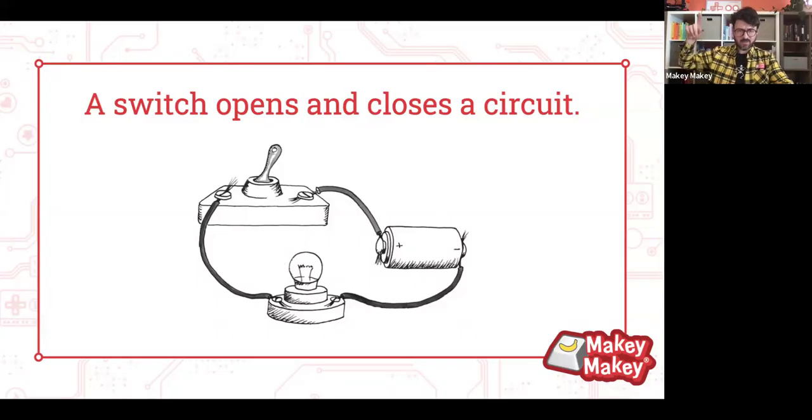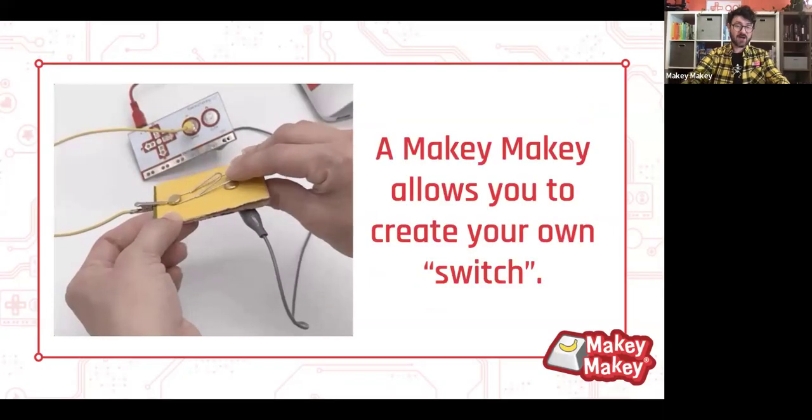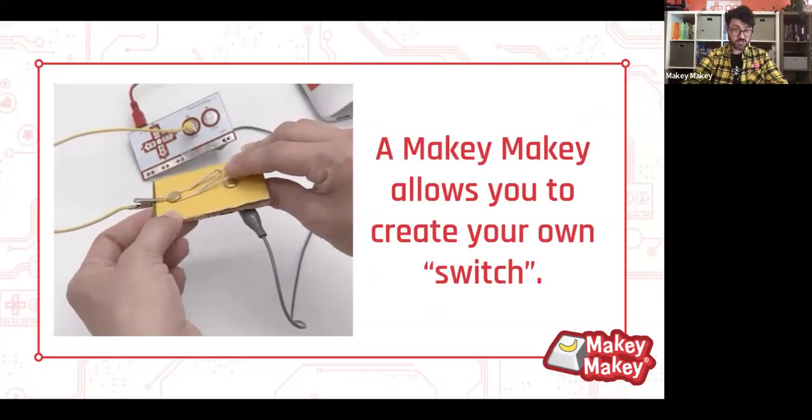I keep saying when you flip a light switch and I'm motioning down, but I should be motioning up. Whenever you turn it on, the electricity moves through. Whenever you turn it off, the electricity cannot because that drawbridge is up. So that's how a switch works. And the Makey Makey allows us to build our own switches.